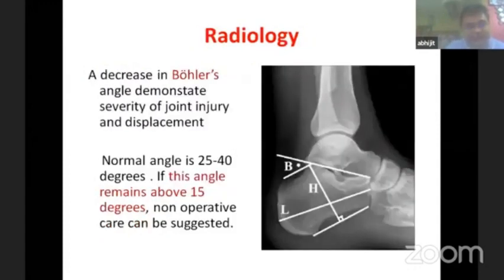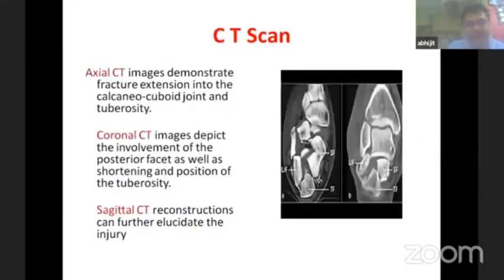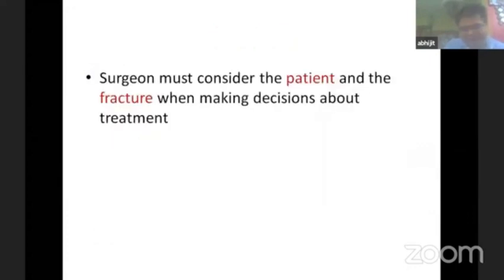So here is the basic radiology. Already we have discussed Wohler's angle, normal 20 to 40, and Gissane's angle, and it is disrupted during calcaneum fracture. So nowadays we always go with the CT scan to make our decision in the right pathway. There are axial cuts, coronal CT scan, as well as sagittal CT scan. We should go through all these cuts to take our decision. The surgeon must consider the patient as well as the fracture when making the decision about the treatment.